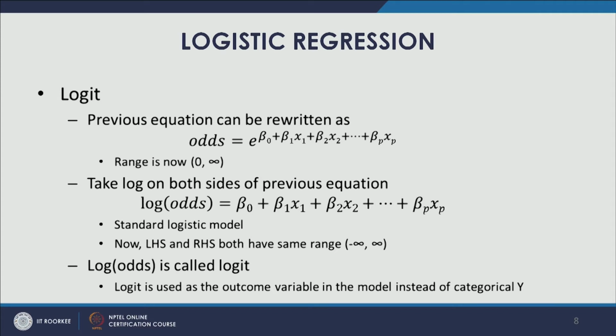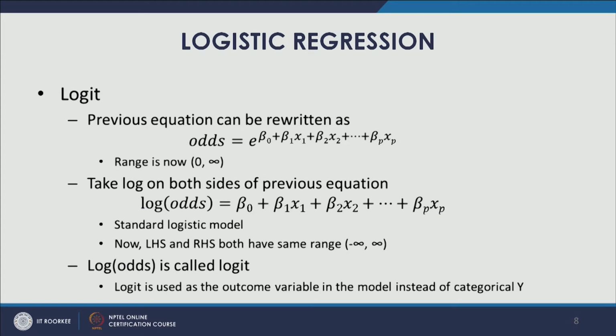Now if we take a log on both sides of this equation, what we get is the log of odds, and on the right side we get a linear function of predictors, which is what we wanted to achieve, that is beta 0 plus beta 1 x1 plus beta 2 x2 up to beta p xp. Now once we take log, let's look at the range reasonability on the LHS, log odds. As we know, a log function takes a range from minus infinity to infinity, and the RHS is now in linear function format, so it will also take the same range, minus infinity to infinity.